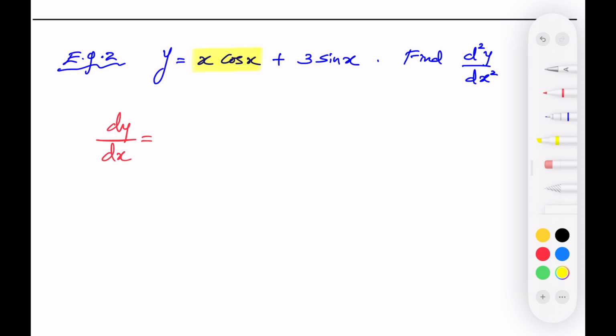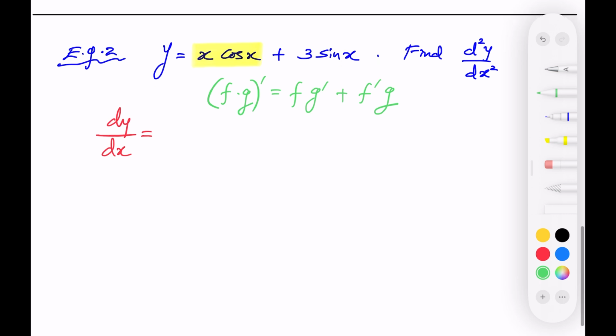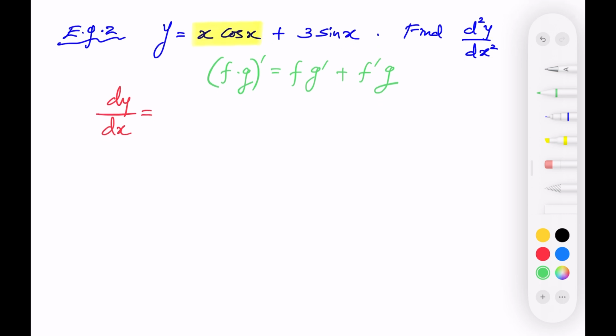So what's the product rule of differentiation? The product rule of differentiation is, if I have f times g to be differentiated, the derivative of f times g is equal to f times g prime plus f prime times g, where f prime and g prime are the first derivatives of f and g respectively. I have proved this result using the first principles. Therefore, I'm going to go ahead and directly apply that result in order to differentiate that first part of the y. Therefore, I will take this x as the function f and cosine x as the function g.